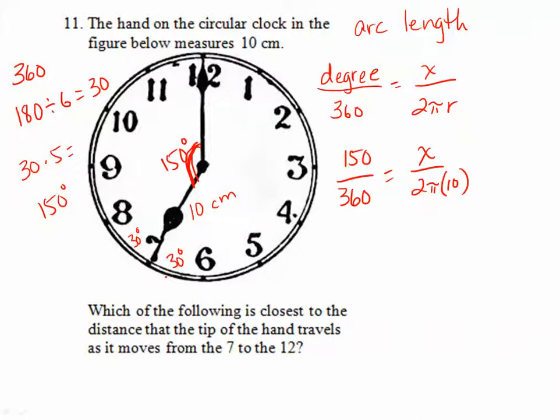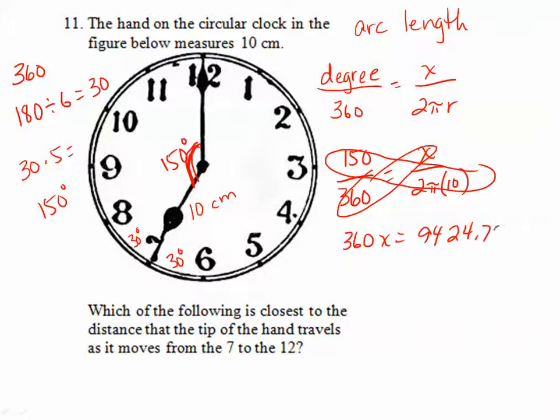which is 10. So I cross multiply, and when I cross multiply I get 360x equals, when I multiply all of this together, I get 9,424.78. Now I divide by 360 to solve for x, and I get that x equals 26.18. We're dealing with centimeters, and since it's arc length, it's just centimeters. So that is my answer. Make sure that you can cross multiply and get the answers that I'm getting.